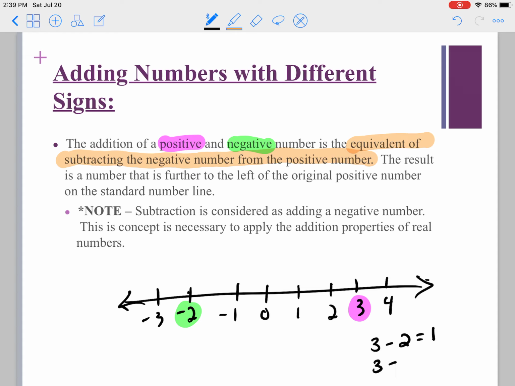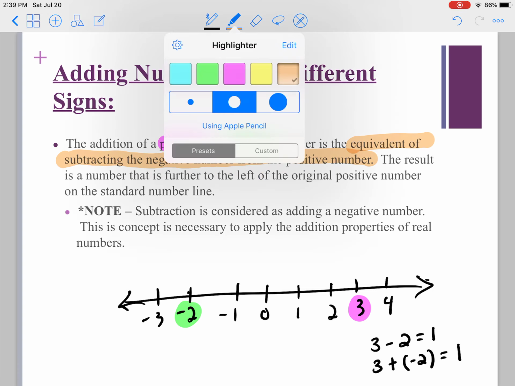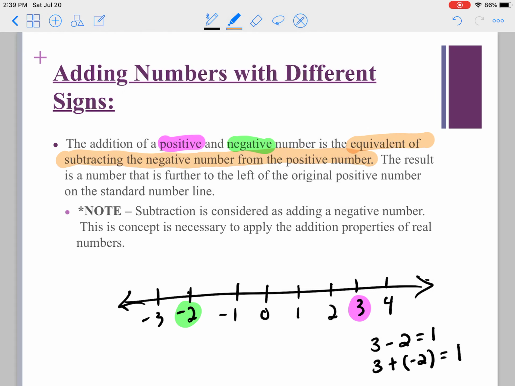If I say 3 plus a negative 2, that is also equal to 1. Now the importance of this is that if we really focus on adding the negative, that gives us the ability to now use all of the properties of addition that we just learned. Remember, they didn't work. The commutative property, the associative property, they did not work with subtraction.